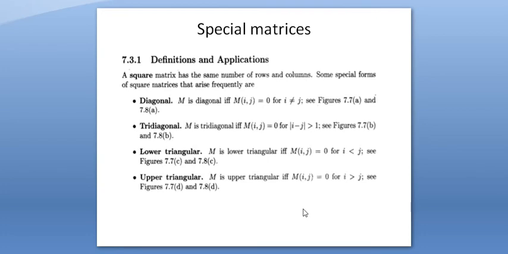Why? Because magnitude of i minus j is not greater than 1, it is equal to 1. So i we had taken as 2 and j we had taken as 3, so we have 2 minus 3 becomes minus 1. Magnitude of minus 1 becomes 1, and indeed it is not greater than 1, it is within 1. So that's a non-zero element.